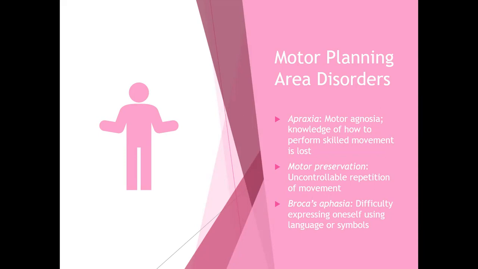Broca's aphasia is difficulty expressing oneself using language or symbols, and that includes writing. So speaking, vocabulary, grammar, and the physical act of writing are all affected in Broca's aphasia. So you think of writing as being a purely motor task, and it's not. It's motor, cognitive. There's speech involved because it's basically a visual representation of speech. So Broca's aphasia affects a lot of things.